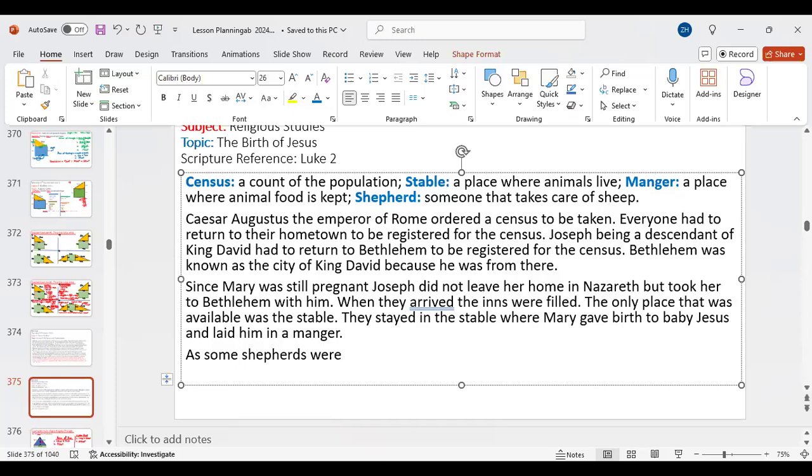As some shepherds were in the field, watching their sheep, an angel of the Lord appeared to them, and what did he say?